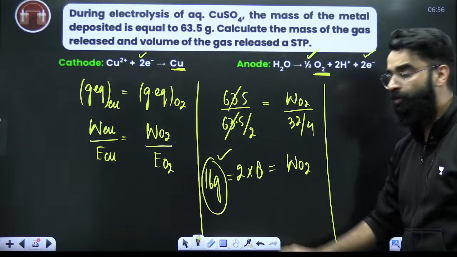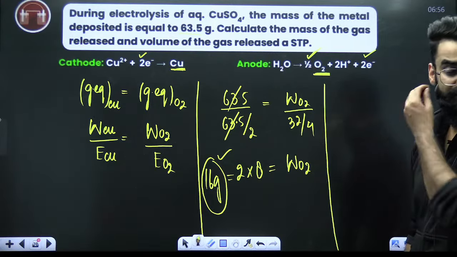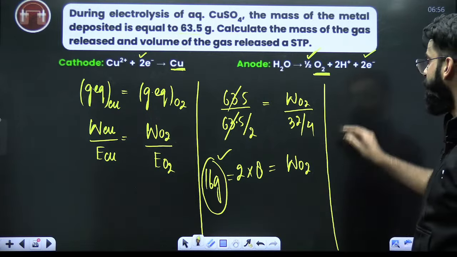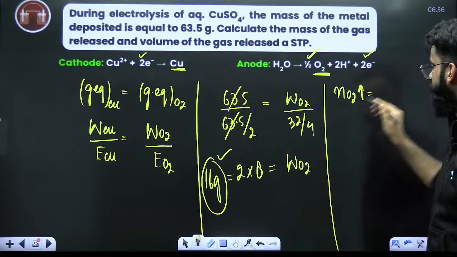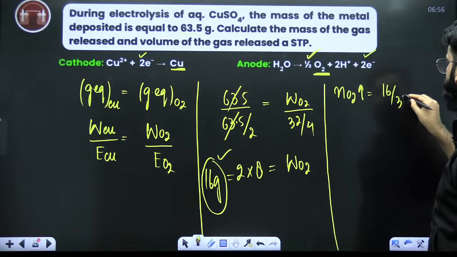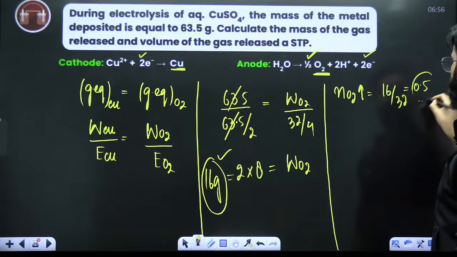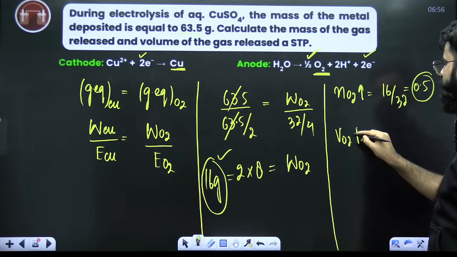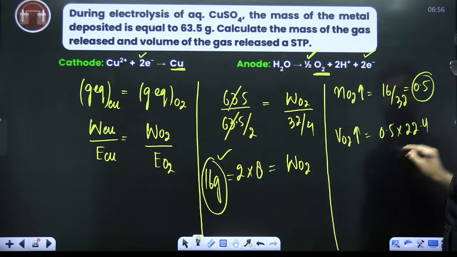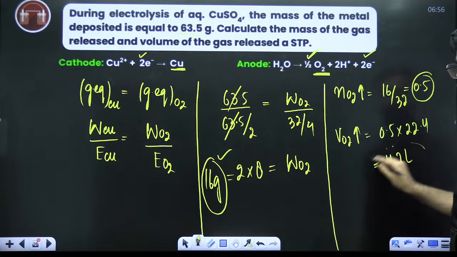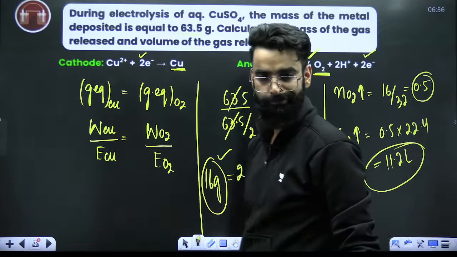So mass of O2 produced is 16 grams. What else do we have to calculate? Volume. But before volume, let's calculate moles of O2 produced. Moles of O2 produced will be equal to mass of O2 produced divided by molar mass of O2. So volume of O2 produced has to be moles multiplied by 22.4 liters. The value has to be 11.2. So 11.2 liters of O2 is produced.